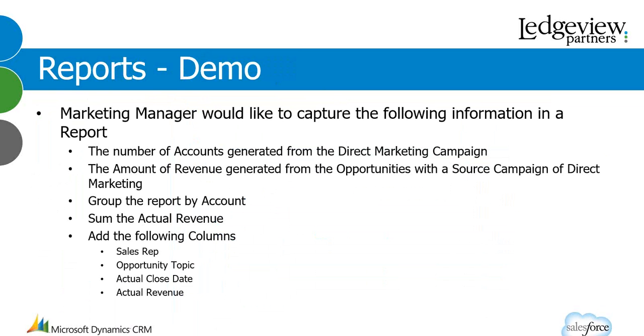We're going to group the report by account, sum the actual revenue, and then add four columns: sales rep, which is also the owner, the opportunity topic, the actual close date, and actual revenue. Now I know what you guys are thinking. Wow, this is a lot of stuff, and we only have a little bit of time left. I'm actually going to show you how quick and easy this is to create in CRM.